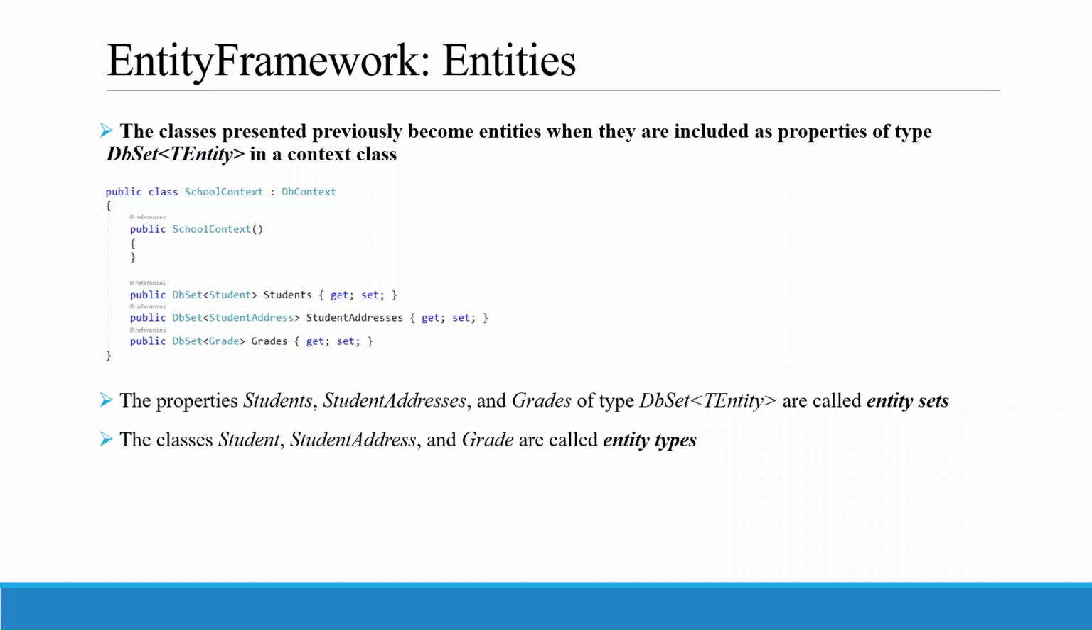Now, some aspects regarding terminology. The properties Students, StudentAddresses, and Grades of type DbSet are called entity sets, while the classes Student, StudentAddress, and Grade are called entity types.